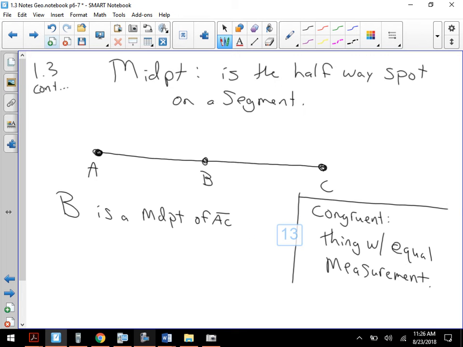Now back to the midpoint then. If B is the midpoint of AC, that means it cuts the segment into two equal parts. It's the halfway spot, which means that segment AB and segment BC have to be what to each other? Equal and congruent. Very good. So what I could do with my diagram is mark that. Which means that if my segment AC is 24 inches long, how much is each segment? 12. Exactly. It cuts it in half. If you have the term called midpoint, then it works.